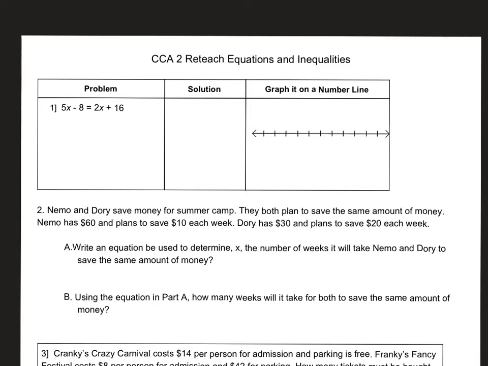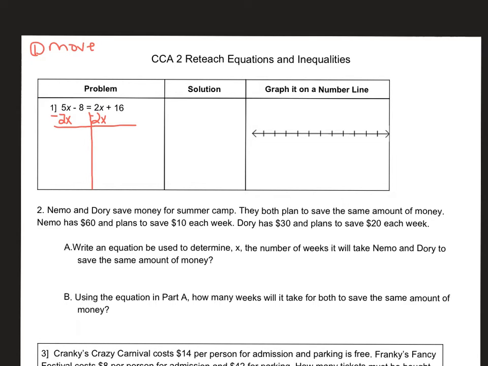All right, let's get started on problem number 1. So remember, when we are solving our equations, it is imperative that you first move all your variables to either the left or the right side of your equal sign, okay? So I'm going to start off by moving my 2x. I'm going to make that a negative 2x because I know that forms a 0 pair. I must make sure that what happens to one side of the equation, I must do the same on the other side.